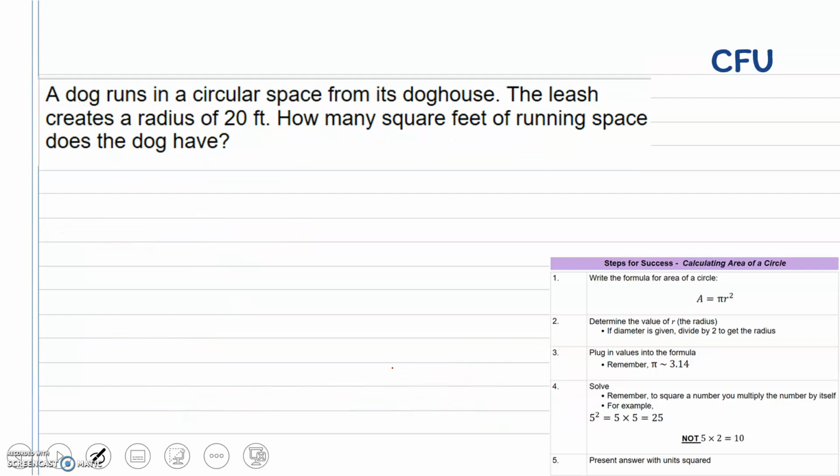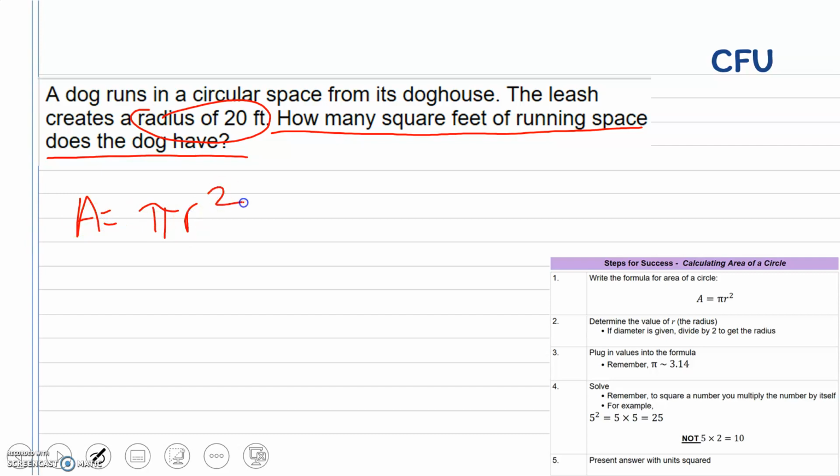Okay, our next practice problem. A dog runs in a circular space from his doghouse. The leash creates a radius of 20 feet. How many square feet of running space does the dog have? So our very first thing is our formula. Area equals pi radius squared. And let's start to work this out.